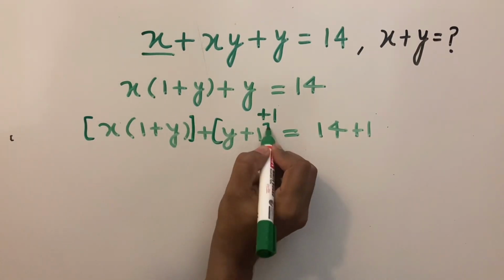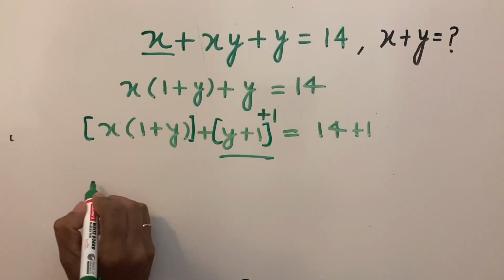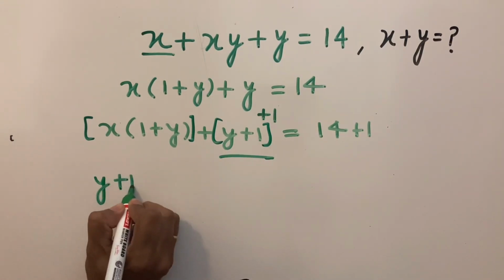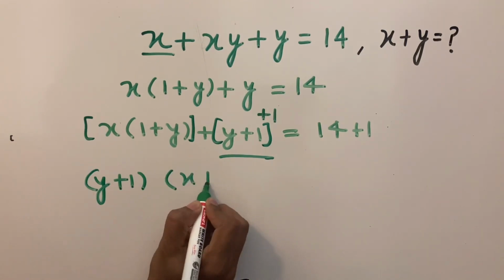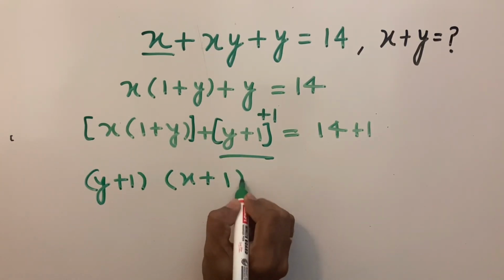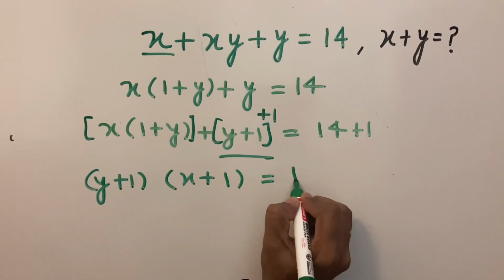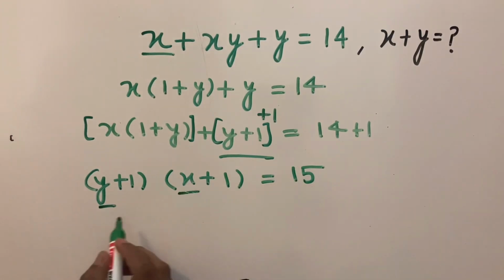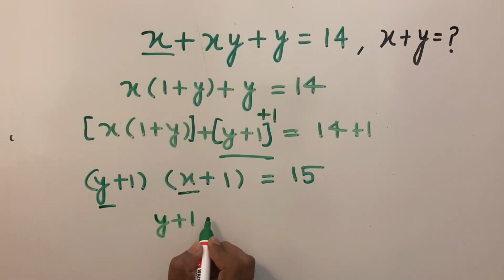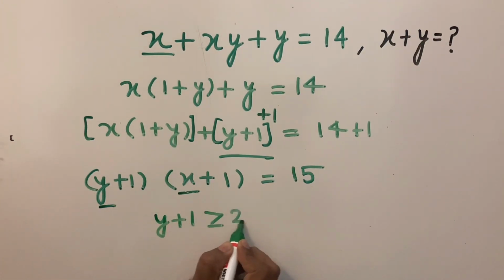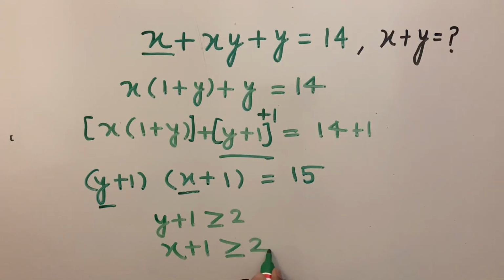Now take y plus 1 as common. This becomes (x plus 1)(y plus 1) equals 50. As both x and y are positive integers, then y plus 1 must be greater than or equal to 2, and also x plus 1 must be greater than or equal to 2.